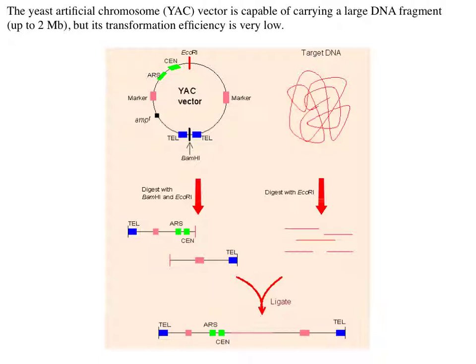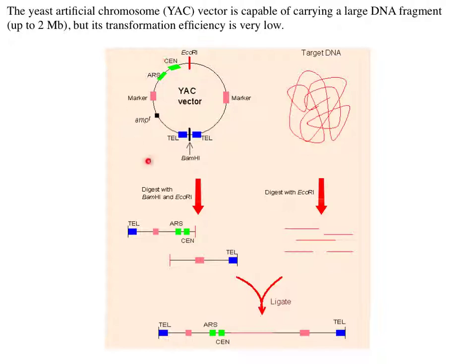fragments. It has lower transfer efficiencies. These vectors contain sequences to replicate and maintain the chromosome in the budding yeast, and contain a yeast origin of replication, in addition to a centromere and telomeres at each end, and of course a marker so that you can track where it's going.